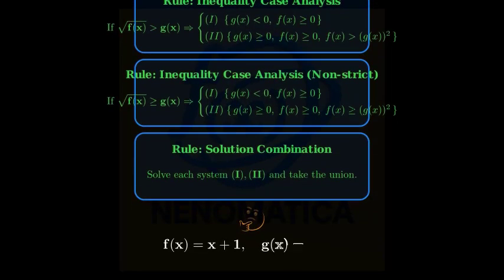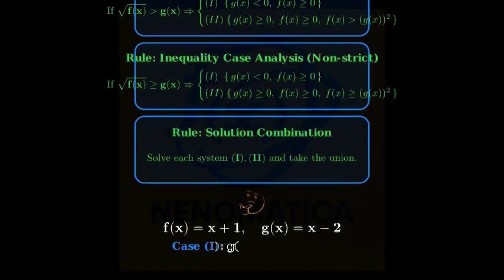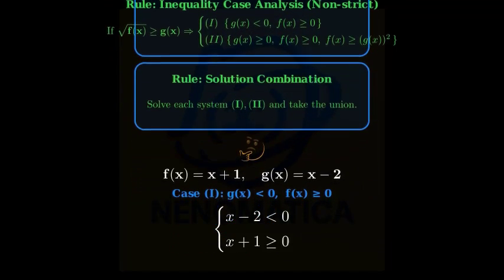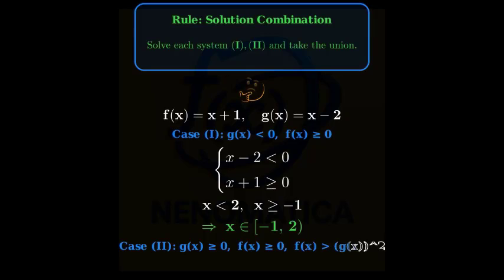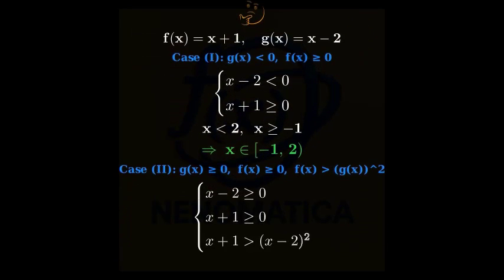Now apply the rule to our example. Here f of x equals x plus 1 and g of x equals x minus 2. We follow the algorithm exactly in two systems. Case 1, g of x is less than 0 and f of x is at least 0. Solve and then intersect. Case 2, g of x is at least 0, f of x is at least 0, and f of x is strictly greater than g of x squared.